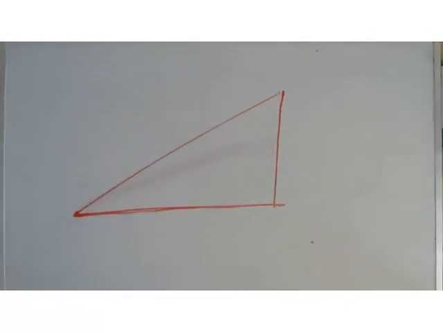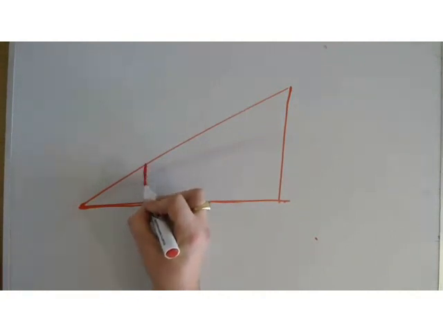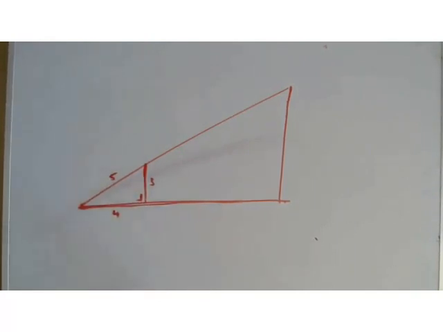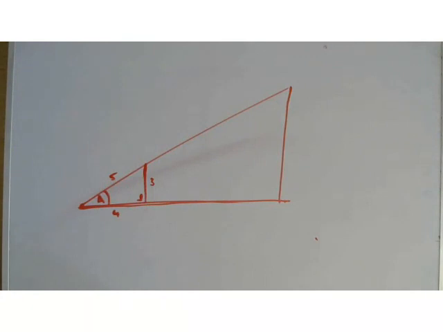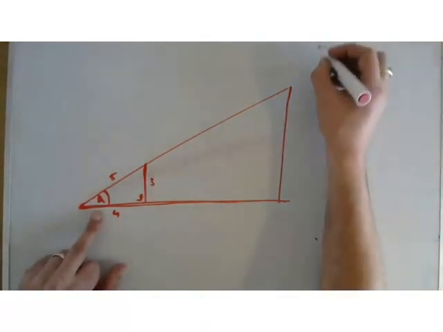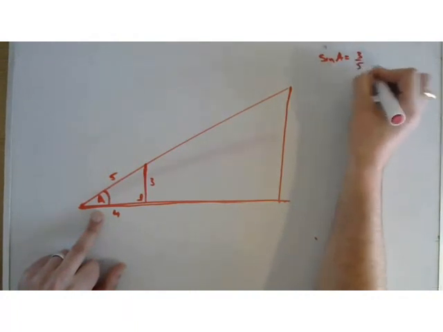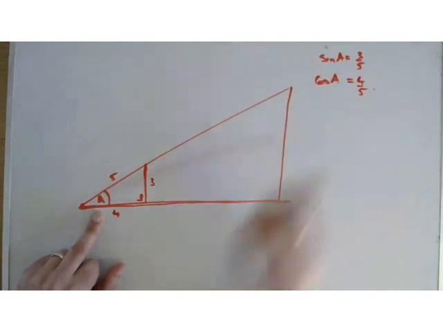So I'm going to say that here we have this triangle. This one here has sides of 3, 4, and 5. They form a Pythagorean triple. This is the small triangle here. Now, that there is the angle A. So we can see here that the sine of A is 3/5, and the cos of A is 4/5.